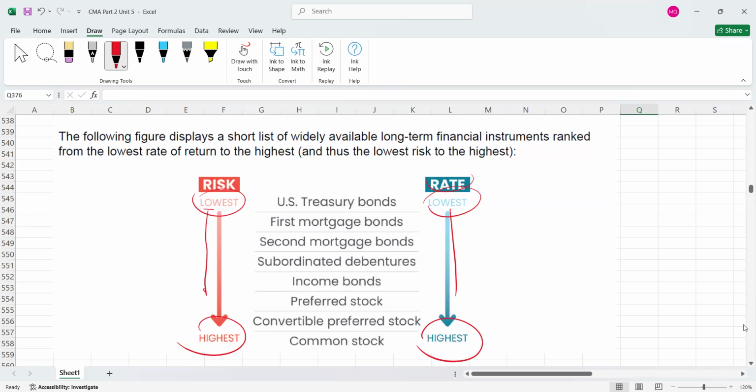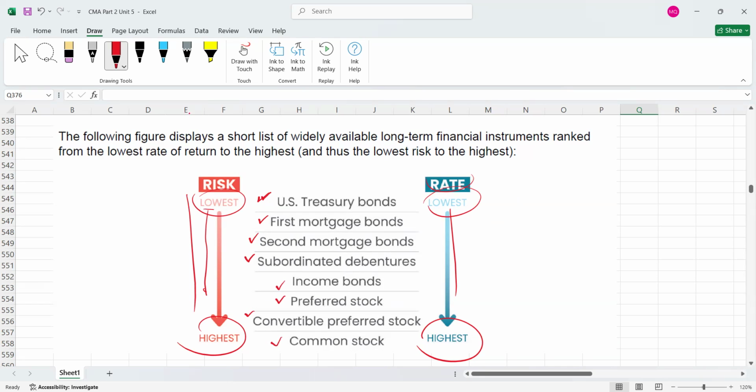Many questions can appear in your exam from these kinds of things as well, so please remember. The lowest risk investment is the US Treasury bond. Then more risky than the US Treasury bond is first mortgage bonds. More risky than first mortgage bonds is second mortgage bonds. Then more risky is subordinated debentures. Then income bonds are more risky than preferred stocks, then convertible preferred stock, then common stock. In the exam, they will ask you to find the option with investments ordered from lowest to highest risk.